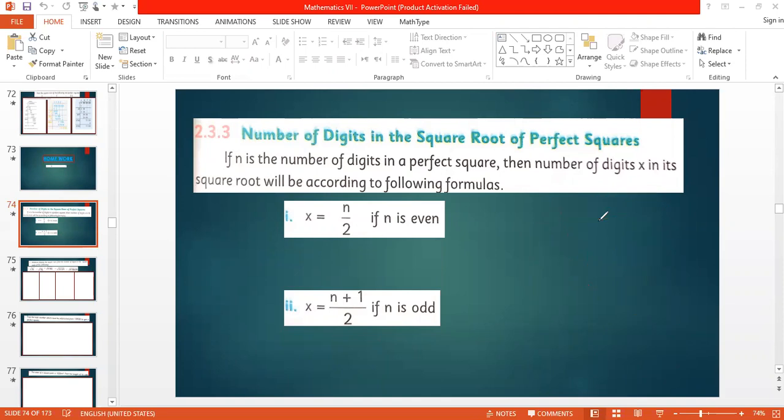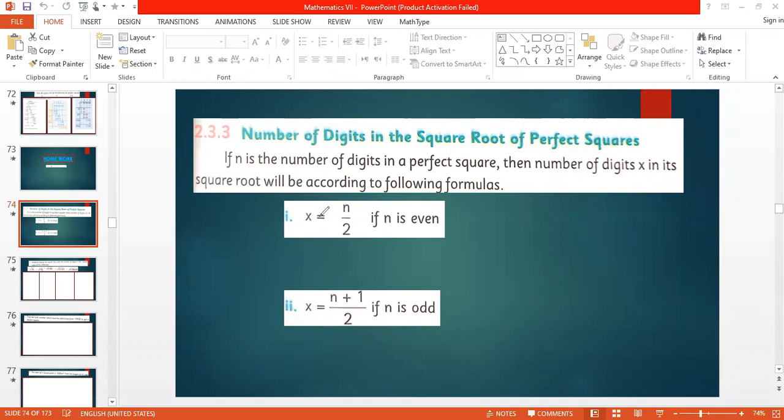So we have a formula for it. Yesterday we discussed this. What we will do today: if we are given a number and we are going to find its square root, how many digits will be in the square root? Meaning, after finding the square root, how many digits will we have?